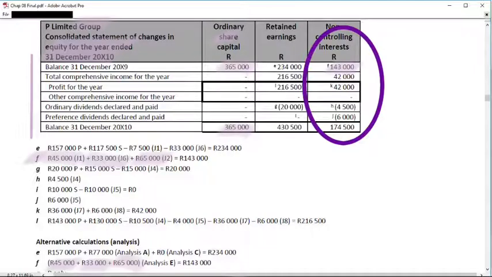Now, profit for the year attributable to NCI, we've calculated this amount in the consolidated SPLOCI. What you had to pick up from Chapter 8, it's now 2 amounts. It is the 36,000 and the 6,000 added together.